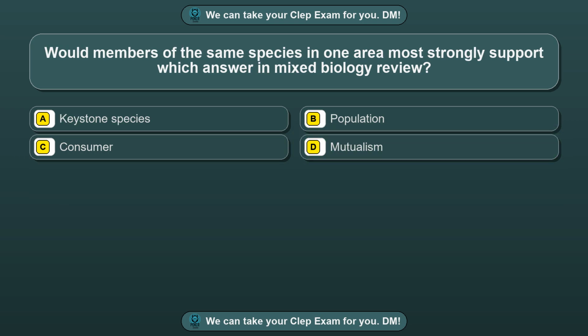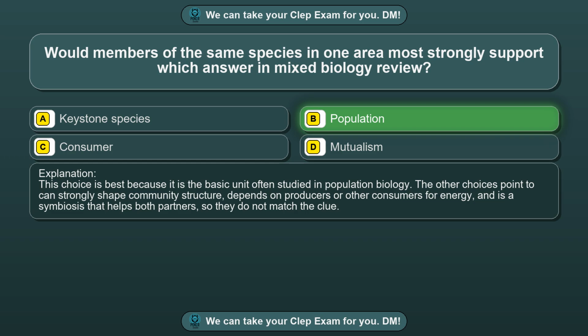Question 60. Would members of the same species in one area most strongly support which answer in Mixed Biology Review? Option A, keystone species. Option B, population. Option C, consumer. Option D, mutualism. The correct answer is option B, population. This choice is best because it is the basic unit often studied in population biology. The other choices point to can strongly shape community structure, depends on producers or other consumers for energy, and is a symbiosis that helps both partners, so they do not match the clue.